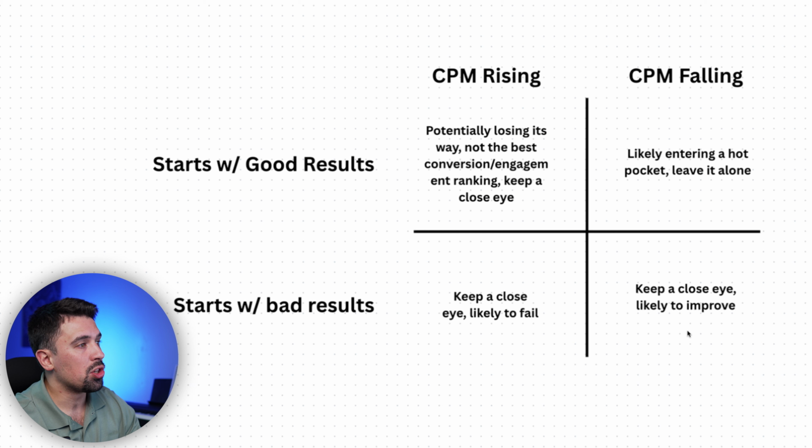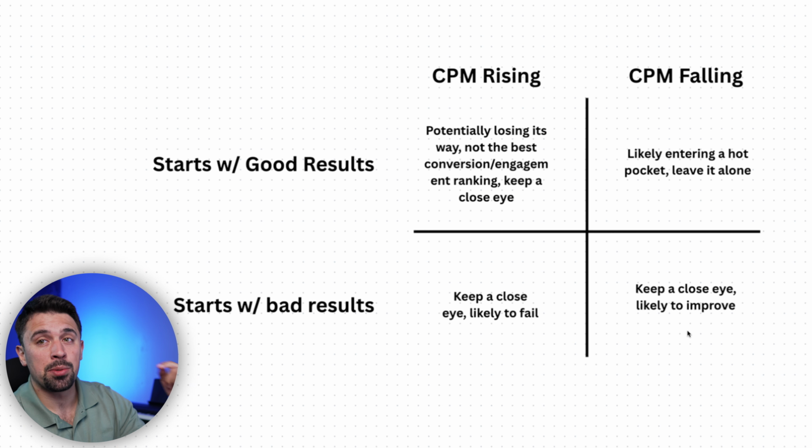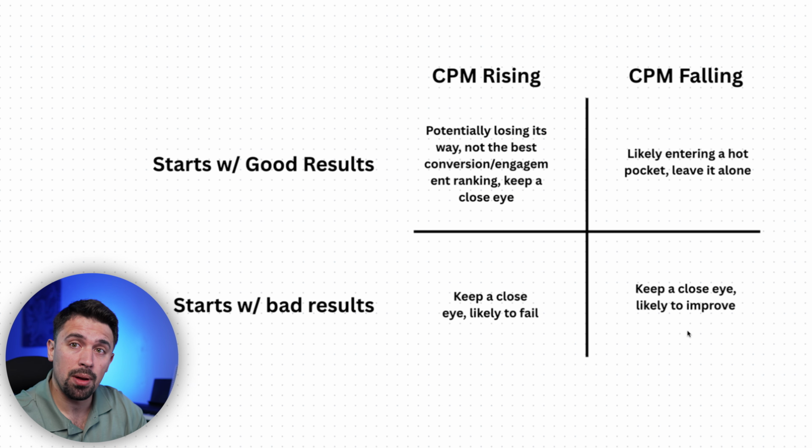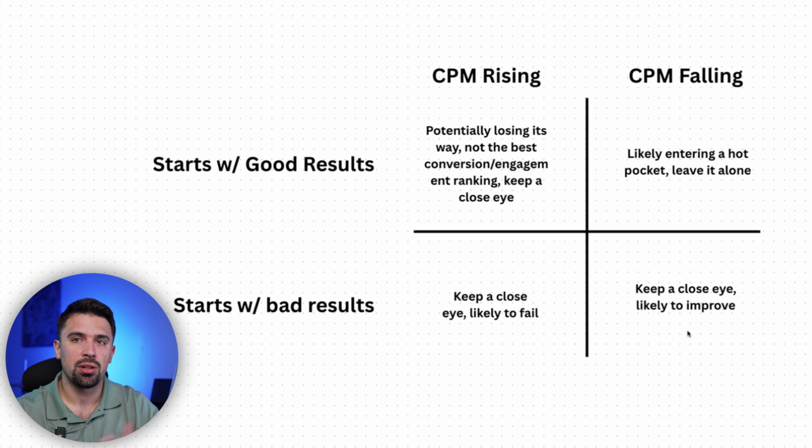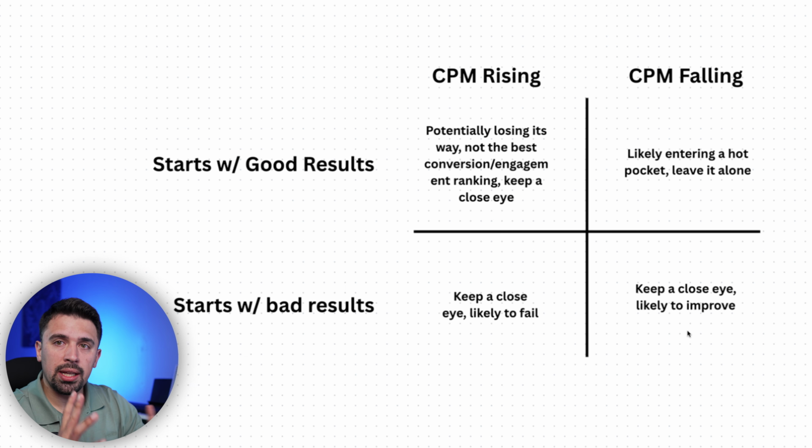And then lastly, it starts with bad results, but CPMs are falling. Okay, again, you're going to keep a close eye on it, but there's a decent chance that it's going to improve. There's a decent chance that it might start getting better results. So this is generally how I think about it.